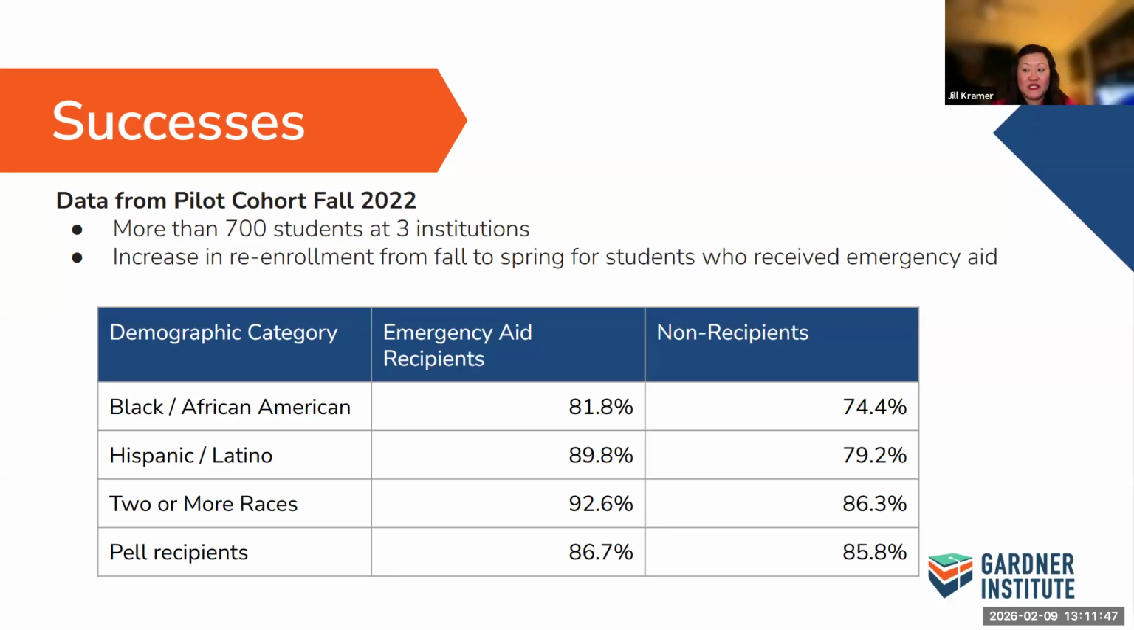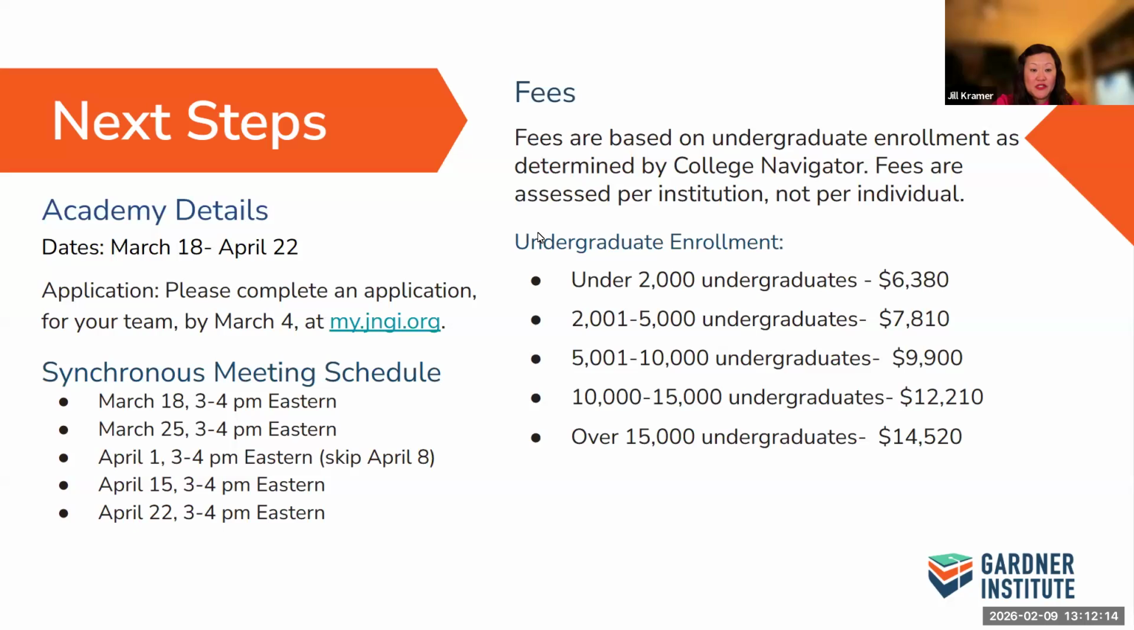So you can see we also looked at Pell recipients. These are just some categories that these institutions were focusing on for retention to bring up their numbers overall, so that they had increased retention overall at their institution. And we helped them disaggregate this data so that they knew who was taking advantage of the aid and how it compared to students who didn't receive the aid. So I will turn it over to Katie because this was just a teaser on what we're doing in the academy and the kind of impact that we're seeing. And she'll talk to you about next steps.